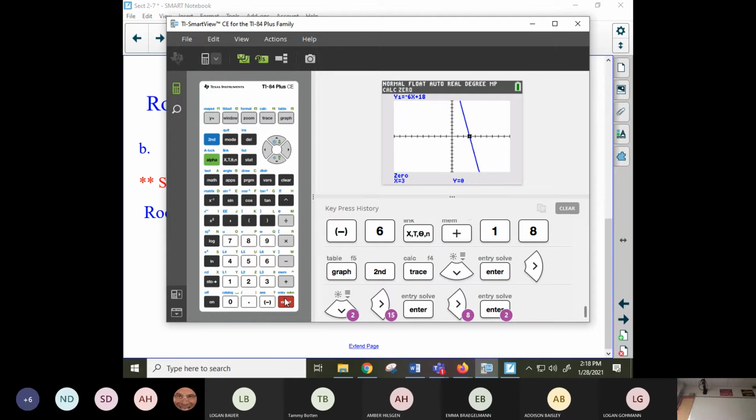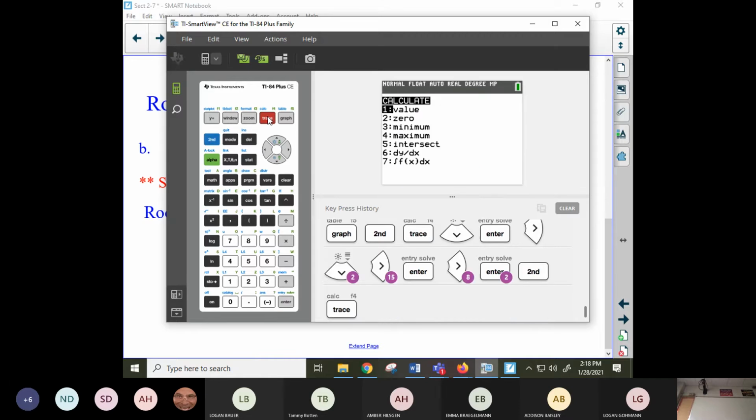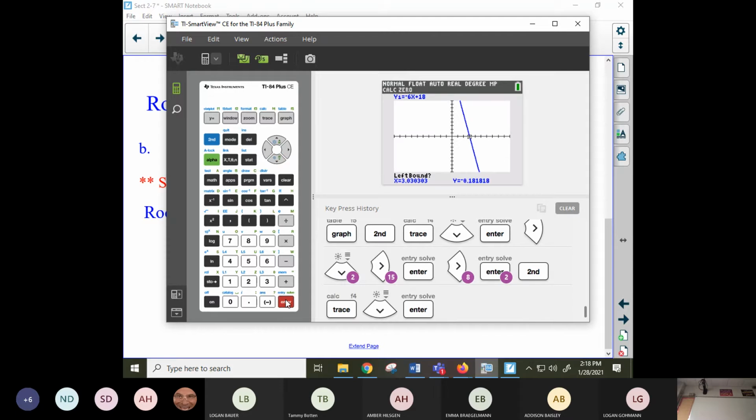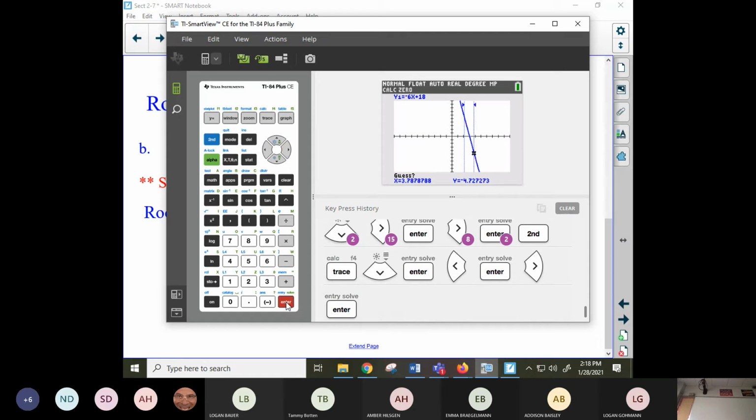Wait, what do you mean, guess? In particular, it asks you to guess. It just says guess. So here, if I go back down, you find a point on the left, you find a point on the right, and you see right here it says guess. Oh yeah. When it says that, you just hit enter again, and it'll tell you the answer. So our answer is 3.